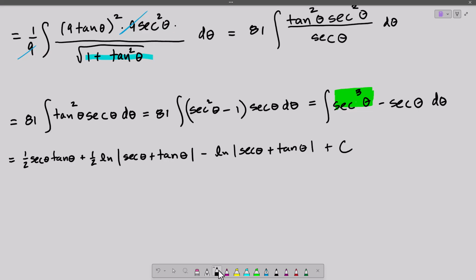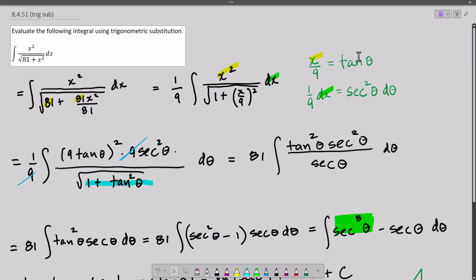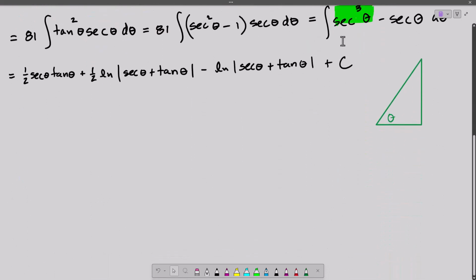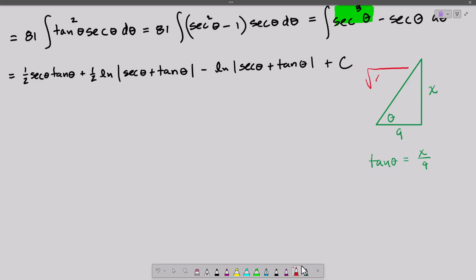Now we need our special triangle to get rid of all these thetas and get back to x's. So we're going to put a theta right there in the corner. We are going to look at what our original substitution was. Tangent is x divided by 9. So tangent is opposite over adjacent, so tangent theta is x over 9. We then get our missing side using the Pythagorean theorem. That'll be the square root of x squared plus 81.